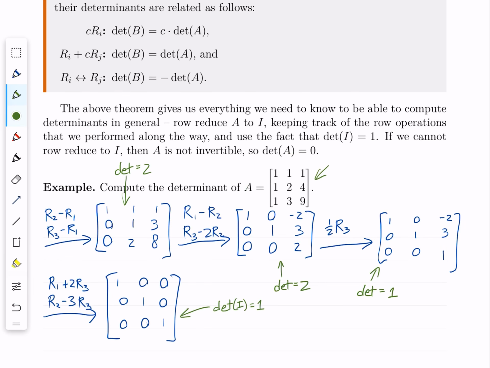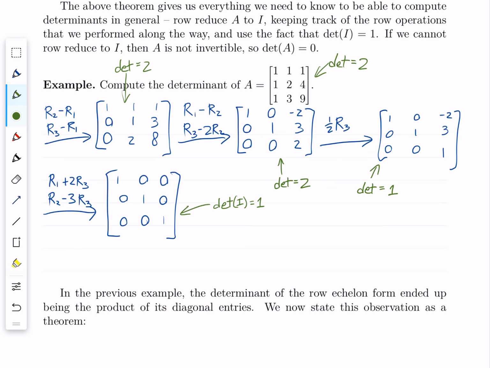So this must also have determinant 2. Again, addition row operations do not change the determinant. All right, so our conclusion at the end of the day, after we undo all those row operations, is that the determinant of the matrix that we started with must have been 2. Okay, all right, so that's how it works.